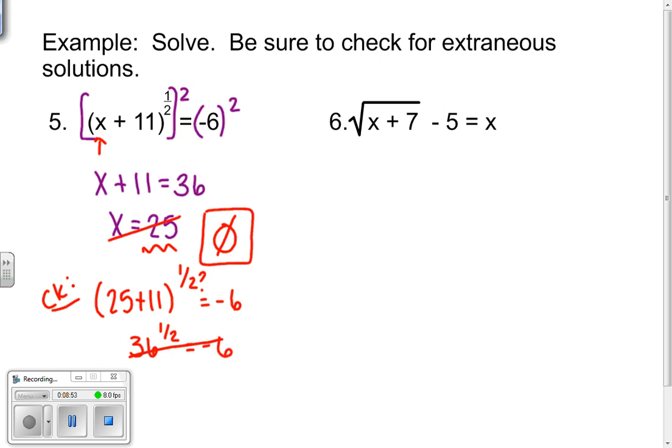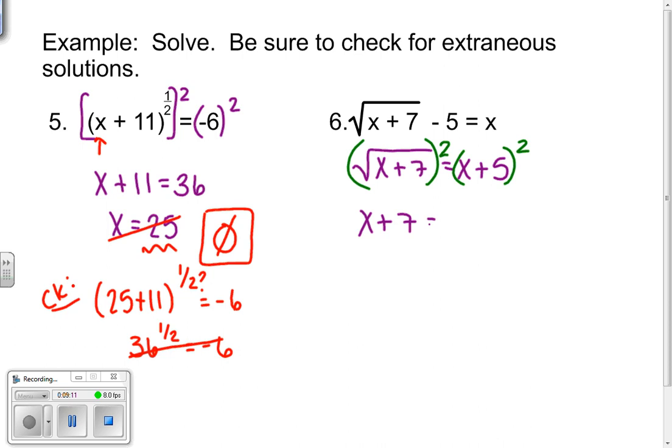In number 6, I have to isolate the radical first, and in order to do so, I'm going to add 5 to both sides. That gives me the square root of x plus 7 equals x plus 5. Isolate first. Step 2 is to raise both sides to the 2nd power. On the left, I have x plus 7. On the right, I have to FOIL x plus 5. If you FOIL and combine like terms on the right-hand side, you would end up with x squared plus 10x plus 25.